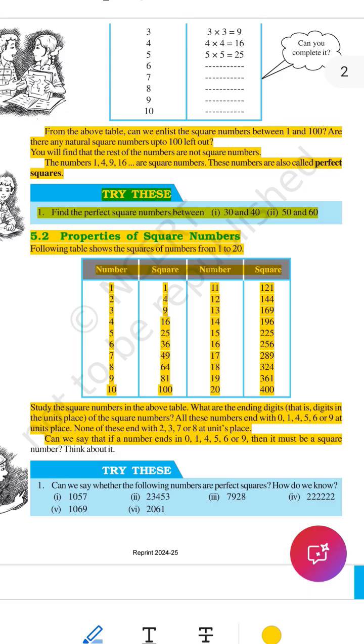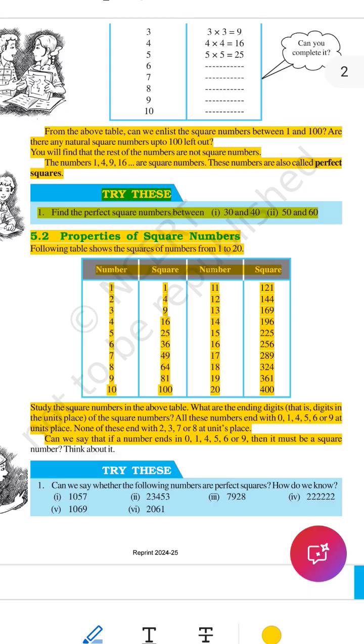5 times 5 is 25, 6 times 6 equals 36, 7 times 7 equals 49, 8 times 8 equals 64, 9 times 9 is 81, 10 times 10 equals 100. So the square numbers between 1 and 100 are 1, 4, 9, 16, 25, 36, 49, 64, 81, 100.